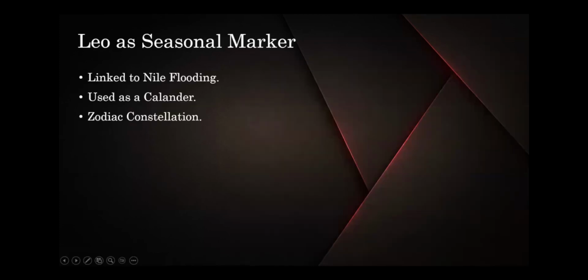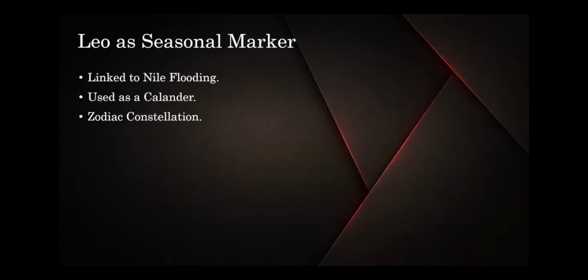Leo is also considered a seasonal marker. It's linked to the Nile flooding. Ancient Egypt depended heavily on Nile River water, and when it flooded, it deposited fertile soil that was very much needed for farming. And they noticed that every time they observed the sun in the constellation of Leo, that's when that happened. So it got linked to it.